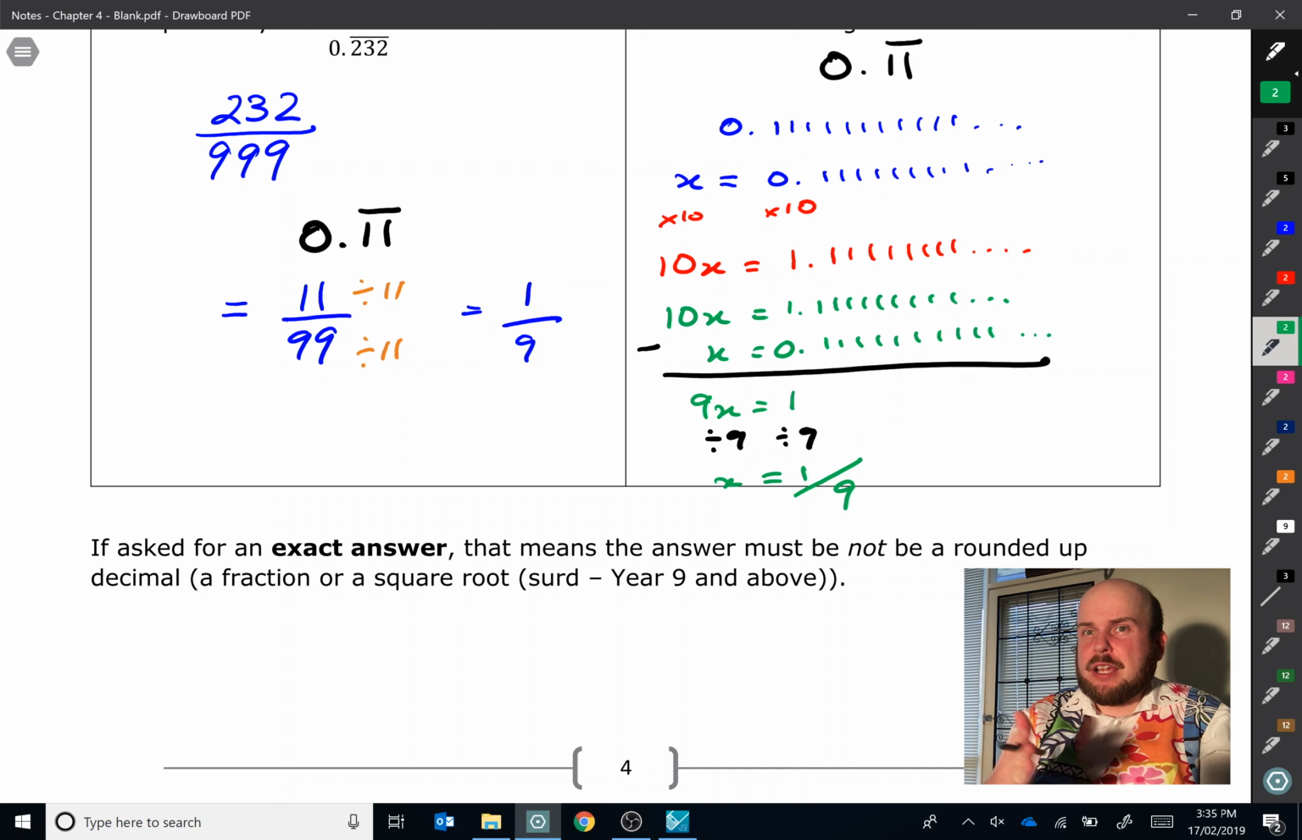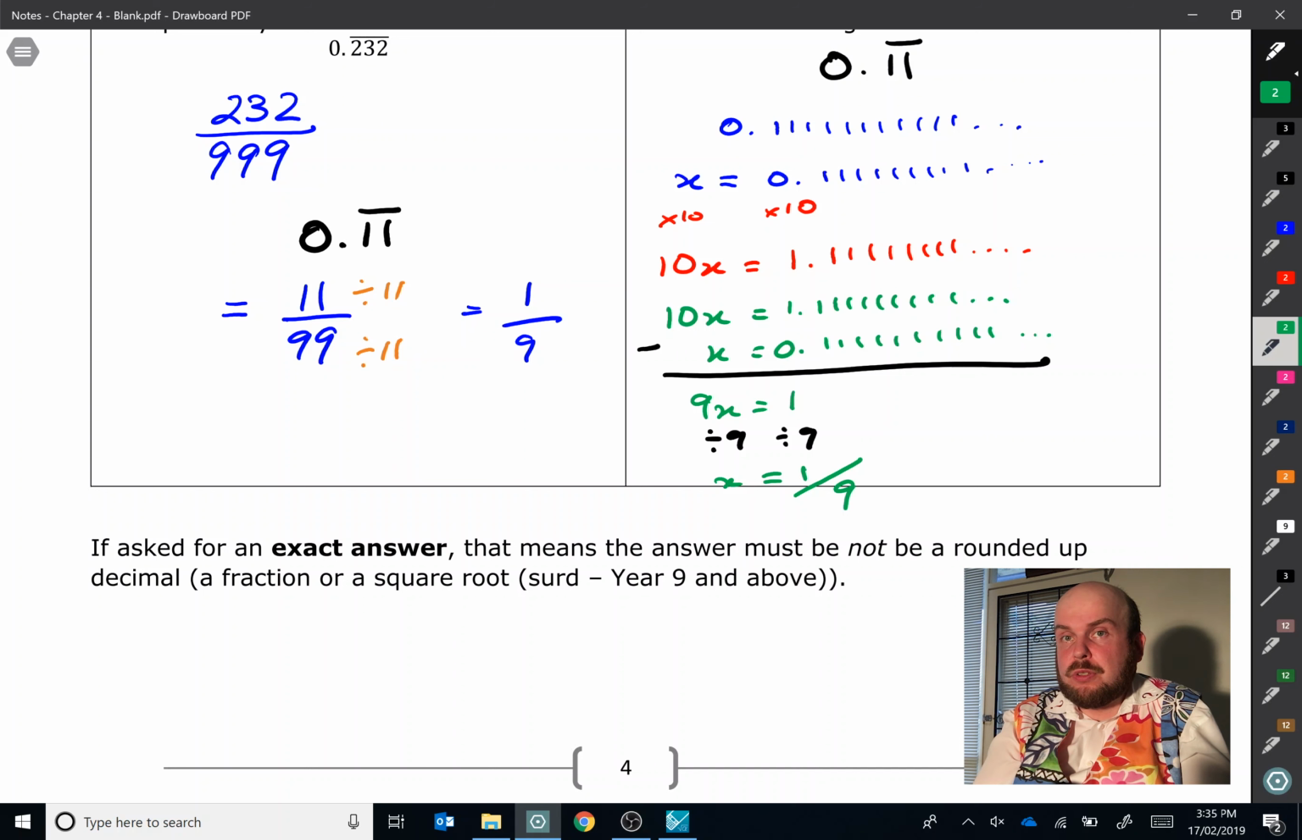Generally, we prefer the fraction rather than recurring decimals because sometimes putting a little bar or a dot can be easily missed, whereas a fraction is definitely the answer. You can't miss that it's a fraction. So I would recommend just keeping things in fractions or square root form, which we'll also talk about a little bit later when we cover indices.